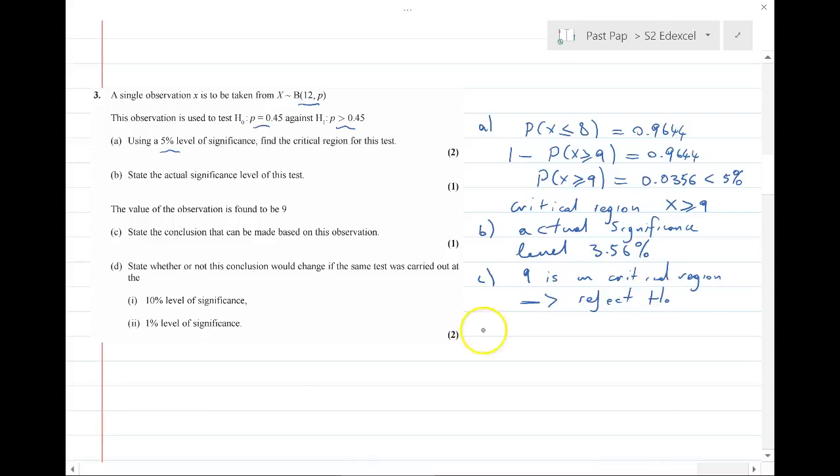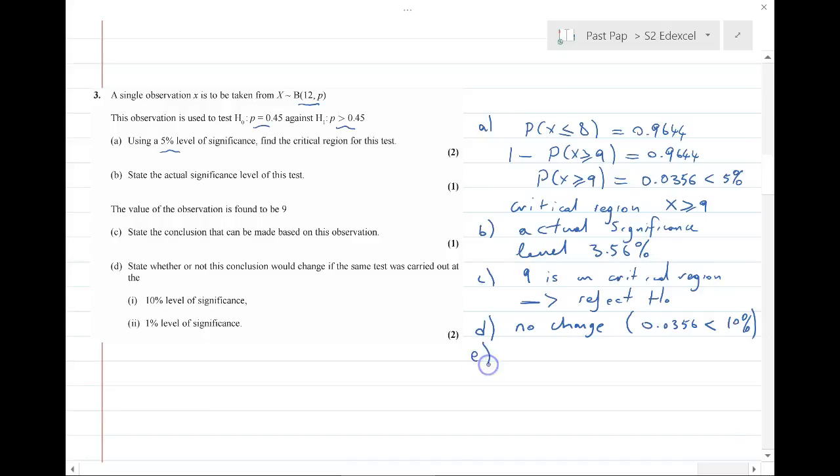Now part D, a couple of bonus marks really. State whether or not this conclusion would change if the same test was carried out at a 10% significance level. Well, clearly there would be no change, because it's still below the significance level. Because 0.0356, I don't think they ask it, but I'm just explaining why. I don't think they're expecting it. It is below 10%.